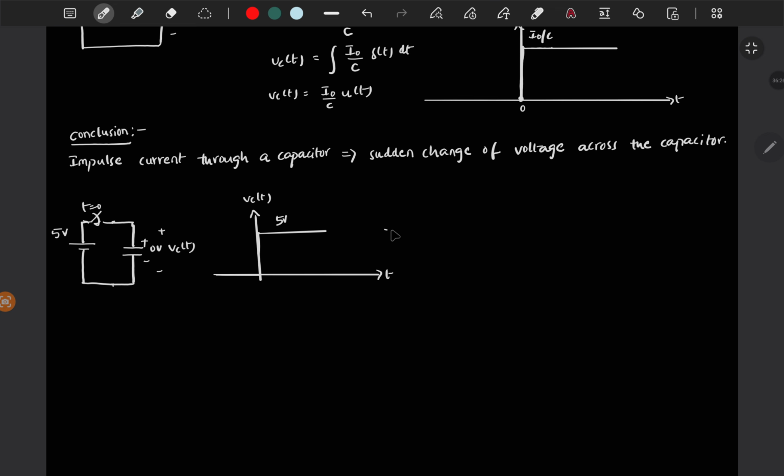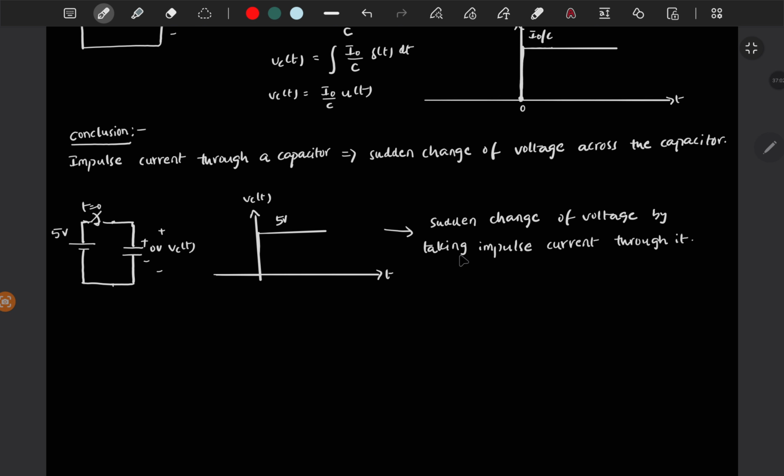So this sudden change of voltage is by taking an impulse current through it. So that's why, impulse current is very high current, right?